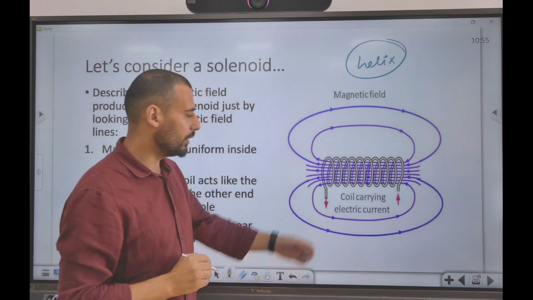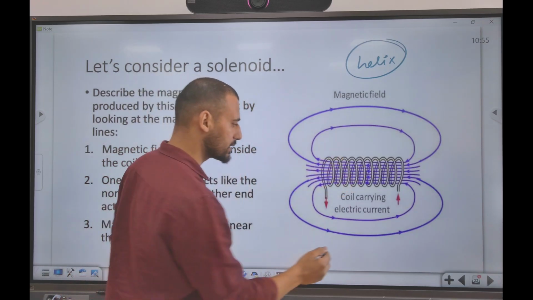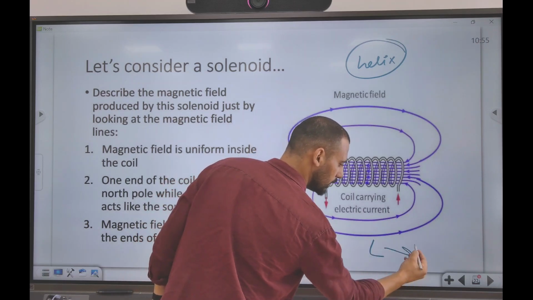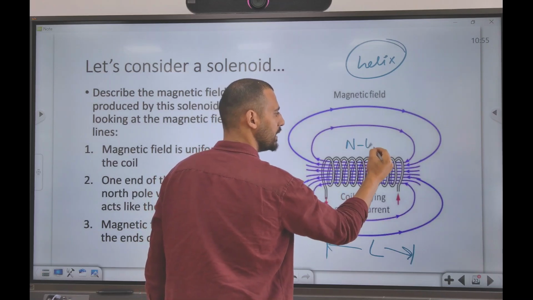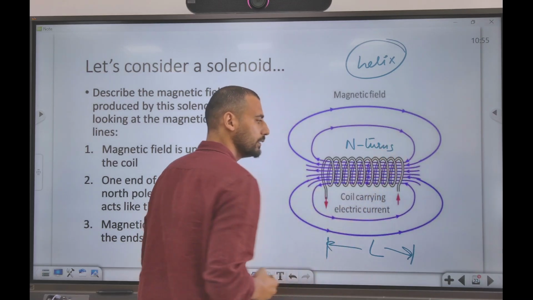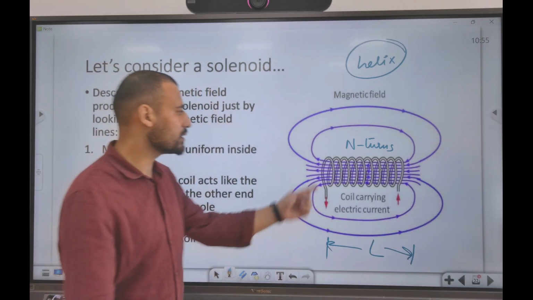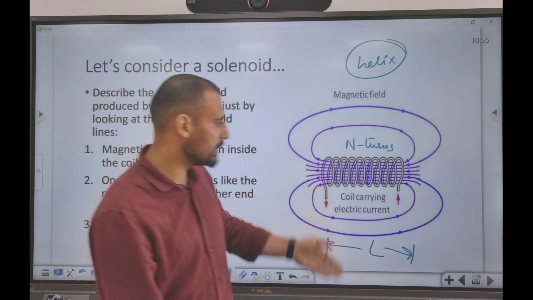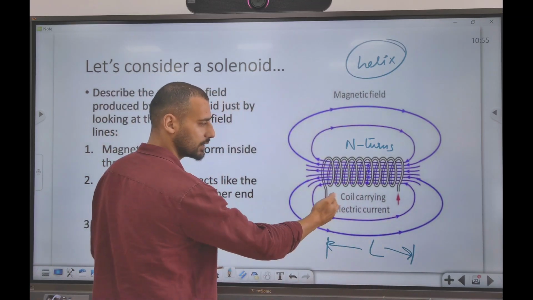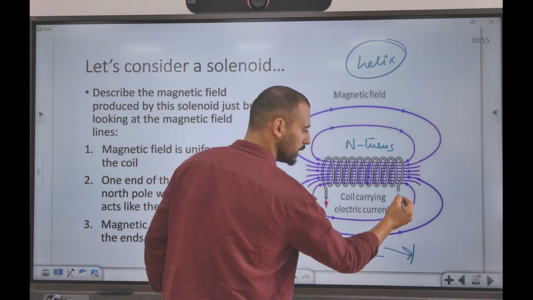Now when you talk about the solenoid, say for example the length of the solenoid is L, and the number of turns is N. It has N number of turns. Then I have already told you, the loop behaves as a north pole or a south pole. In this case, see the direction of the current, very important. Current is flowing in this direction.